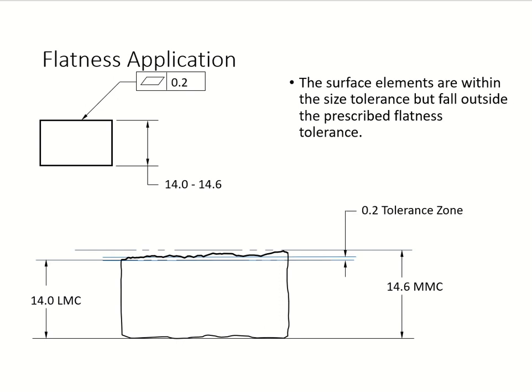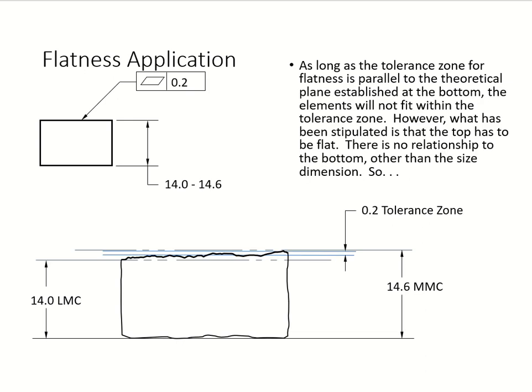So let's take a look at it. Now we're going to bring in our flatness tolerance with two little lines right there, the tiny blue lines. That's a 0.2 tolerance zone right in there. Your surface is outside of that zone in this case. All right, then we're going to bring that tolerance zone for the flatness up a little bit, so the elements will not fit within the tolerance zone.